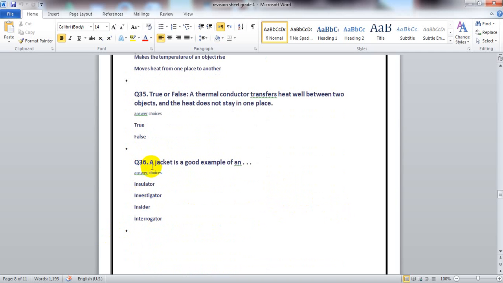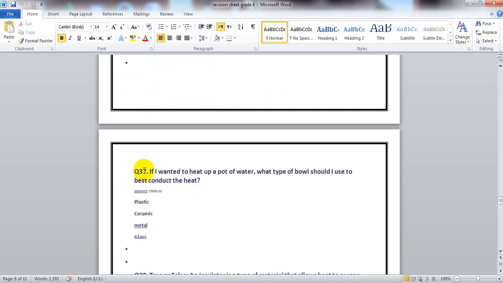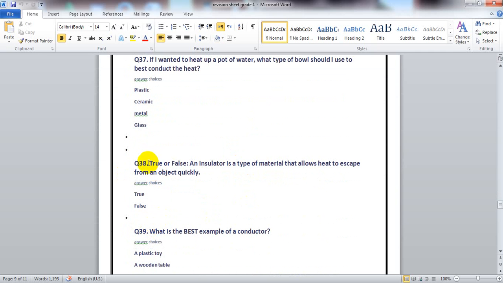Question number 36. A jacket is a good example of an insulator. Question number 37. If I wanted to heat up a pot of water, what type of bowl? Sure, it's a metal one. Question number 38. True or false? An insulator is a type of material that allows heat to escape from an object quickly. It's false.